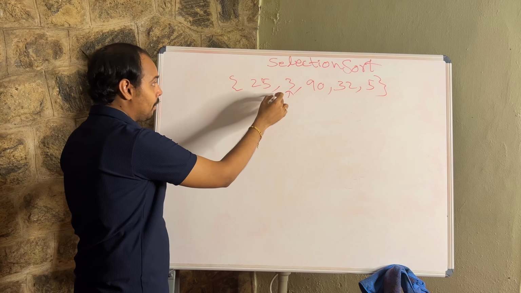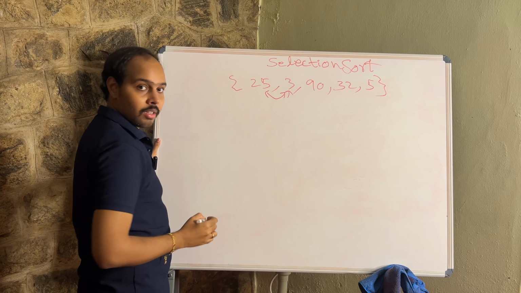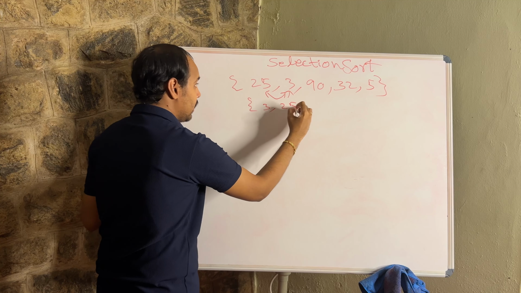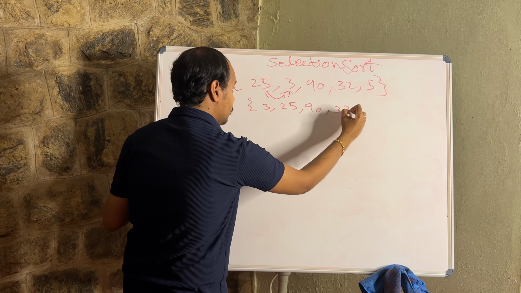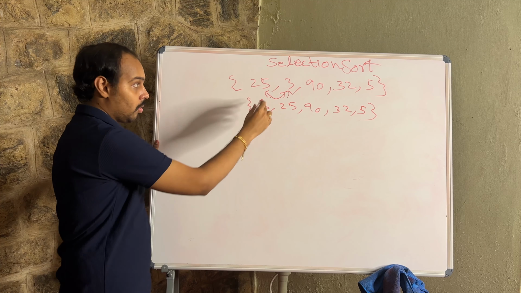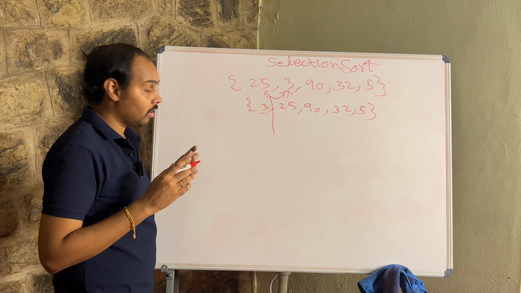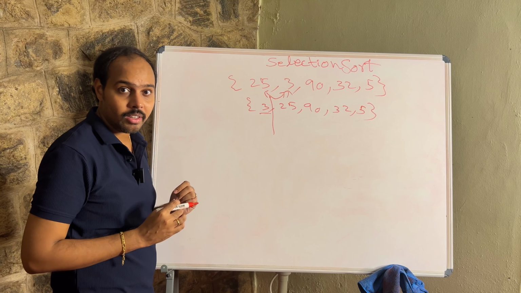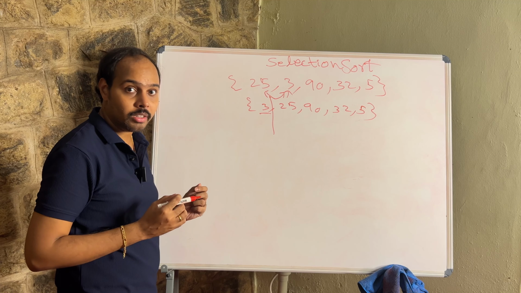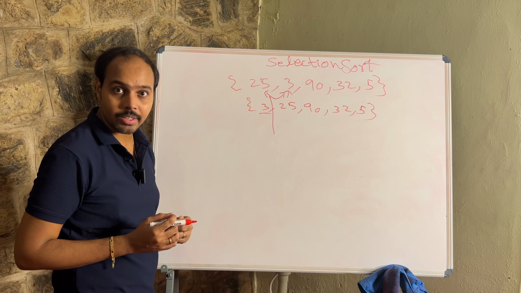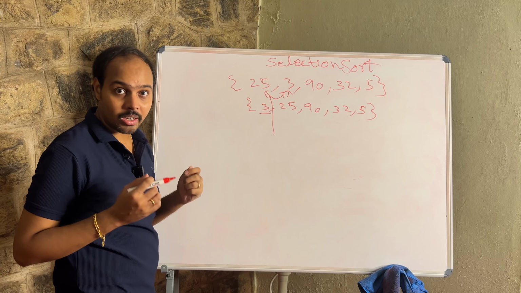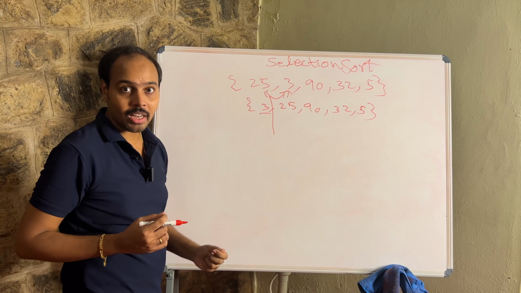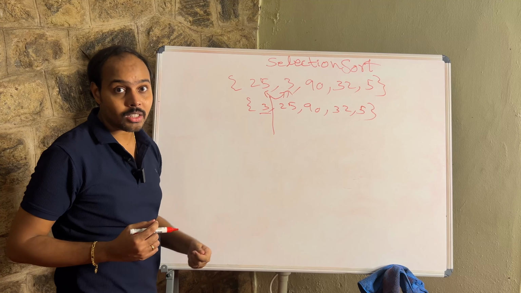So we will swap 3 with the 0th index. 3, 25, 90, 32, 5. So we have 3. If you see it clearly, 3 is already in its final position. Since it is the smallest element in the array, it should be the first element. Now in the second pass, your aim is to find the smallest element in the remaining part of the array, so it can be filled in this index 1.